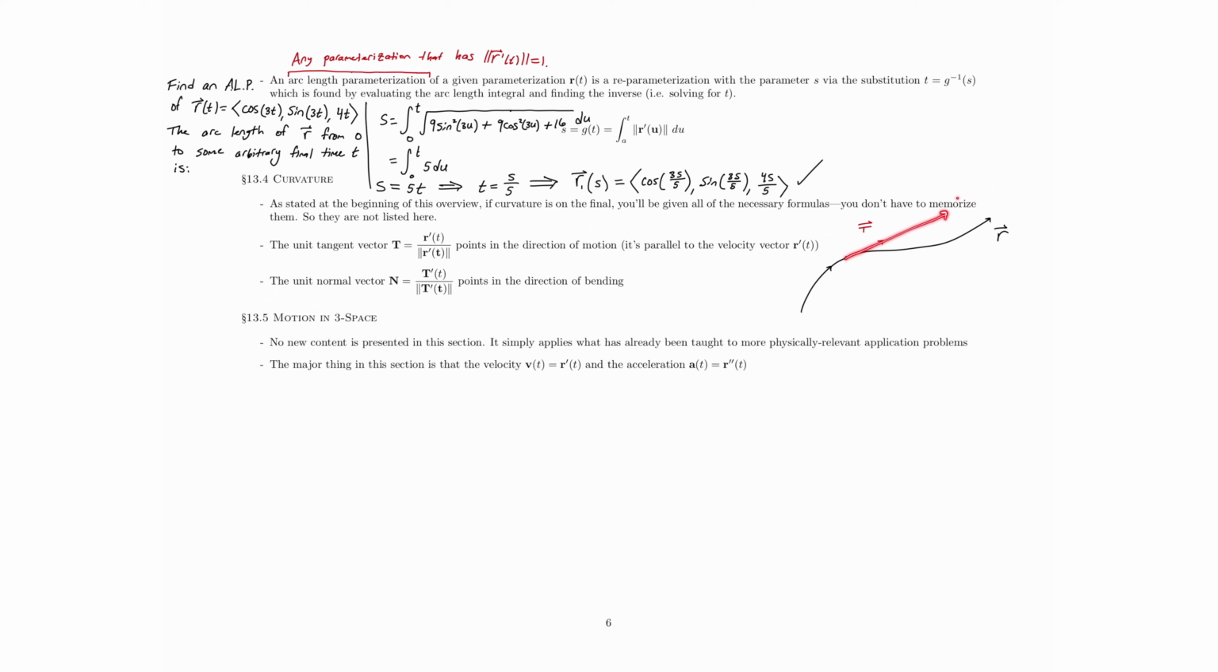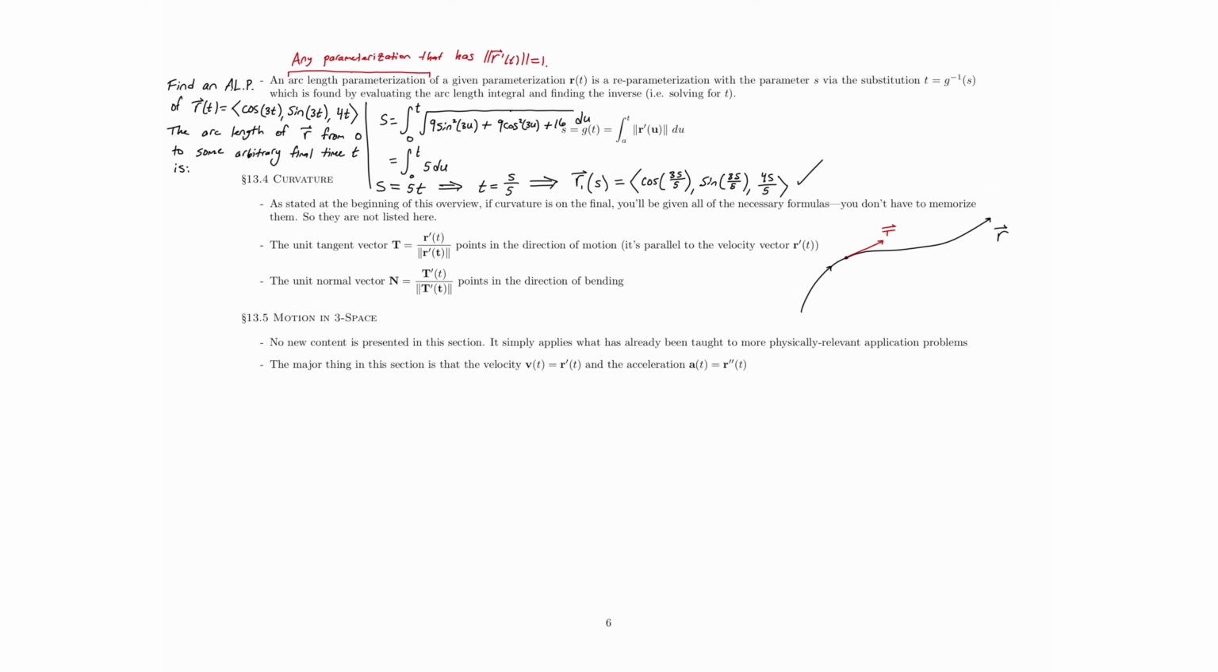If we take r prime and we make it into a unit vector by dividing by its length, that's going to scale this vector either up or down so that it has length 1. And that's exactly what the unit tangent vector is. The unit tangent vector right here is just your velocity vector made into a unit vector by dividing by its own length, or velocity divided by speed. This is a unit vector, hence the name unit tangent vector.